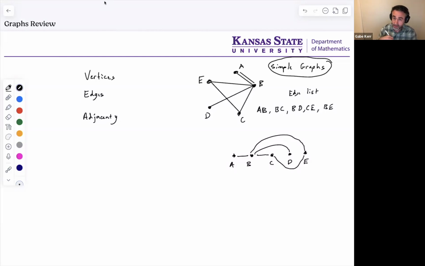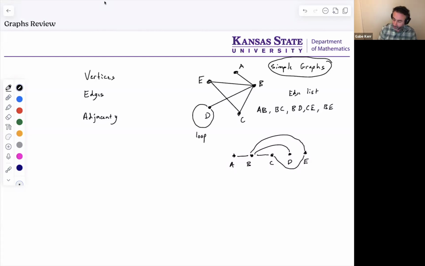Another thing that is not drawn in this particular graph is a loop, and a loop is just some edge that starts and ends at the same vertex. So we call this a loop. Those two things definitely occur, and that's a part of the vocabulary.